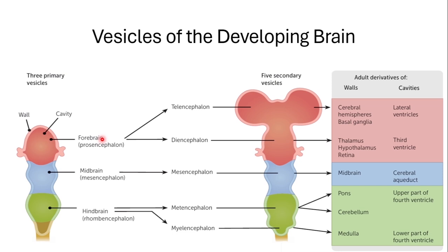So the forebrain develops into the telencephalon and diencephalon. The midbrain develops into the mesencephalon. The hindbrain develops into the metencephalon and myelencephalon.